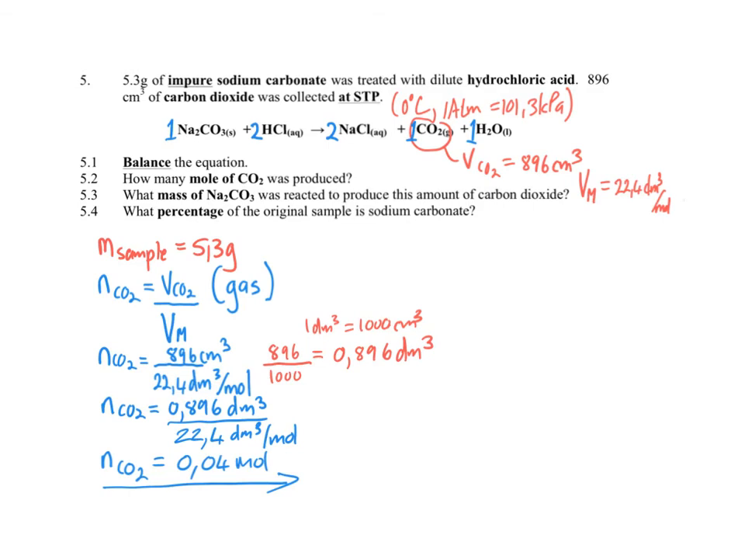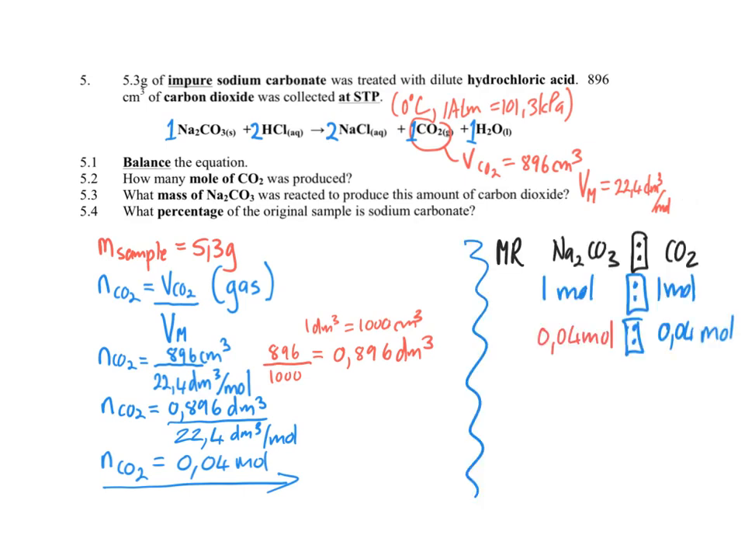So the next question, 5.3, asks what mass of sodium carbonate was reacted to produce this amount of carbon dioxide. So we have now moved from the right-hand side or the product side of the chemical equation to the reactant side. So we are now going to use the molar ratio in order to determine how many moles of sodium carbonate was used in order to react with HCl to produce the amount of CO2 that we have here. I ask that you please pause the video and try and work this out.